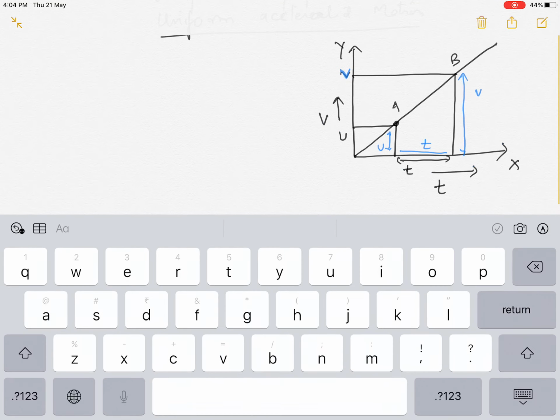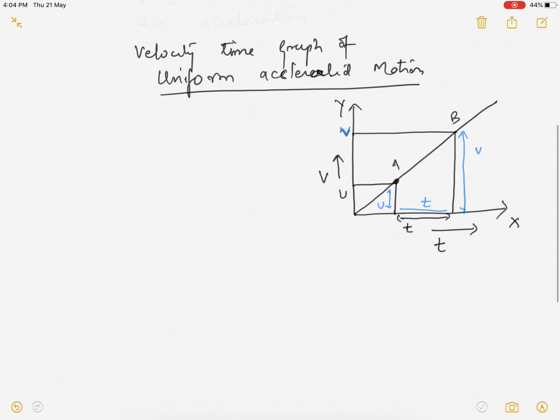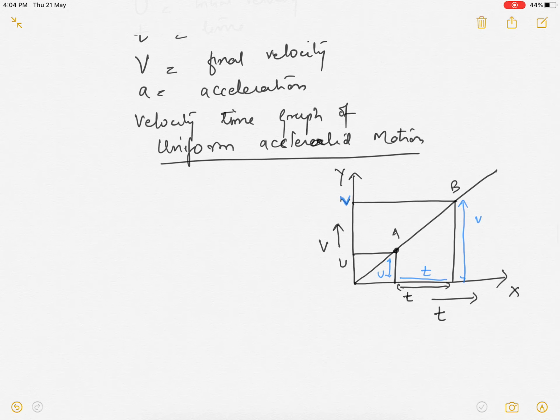Here we have taken A as our initial point, meaning the instant from which we start recording, or the time from which we start seeing that the vehicle has a particular velocity. That is our initial velocity, from where we start observing. So we have taken that much time, and at point B we have stopped our meter, and we have seen for time t, u and v are the initial and final velocity. A is the acceleration, and as it is uniformly accelerated motion, it will be a straight line.